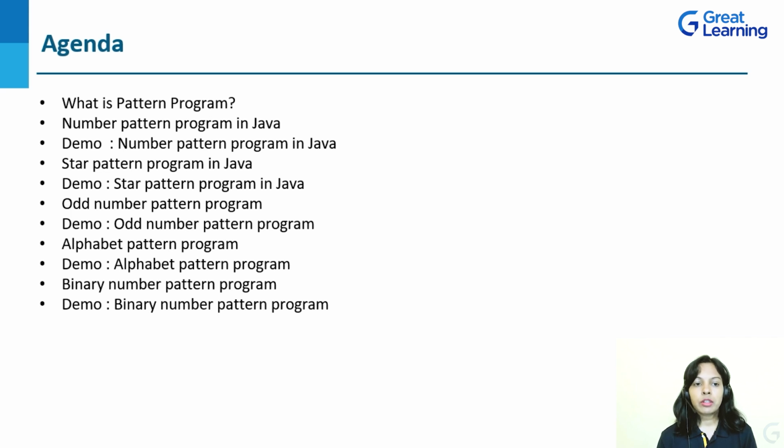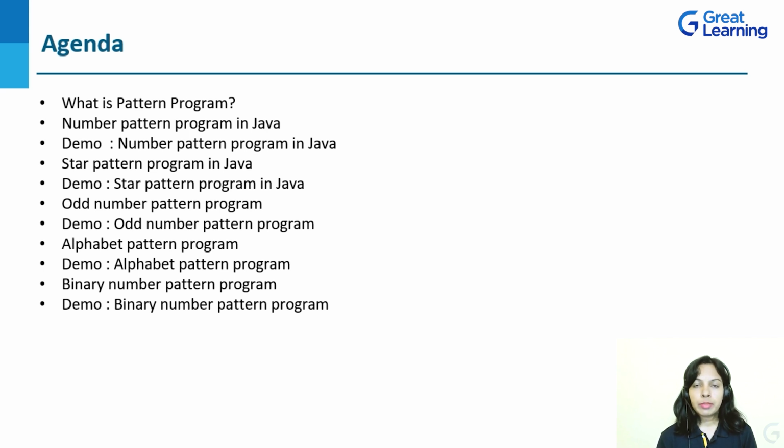Then I'll talk about the different number pattern programs. Also we'll see few examples and write down the code for it using Java programming language. Then we'll see what is star pattern program, and further going ahead we'll talk about odd number pattern program, like the odd number starting from 1. How can we print different patterns with the help of only the selected odd numbers from the given natural number?